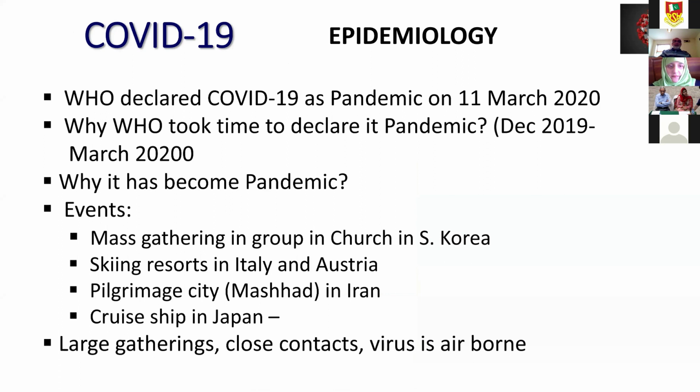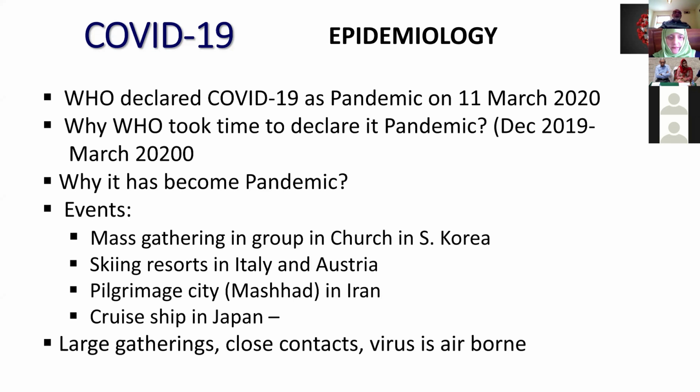This virus spreads massively in mass gatherings. There were a few clusters, like one in a church in South Korea, the ski resorts in Italy and Australia, and the main one was a pilgrimage in Mashhad in Iran. A number of pilgrims, when returning to Pakistan, brought the virus to Pakistan. And there was this cruise ship in Japan, and almost everybody got the virus. So far what we know is that the virus is airborne. I'll come to that in a second. And if there are large gatherings, it spreads like a fire.